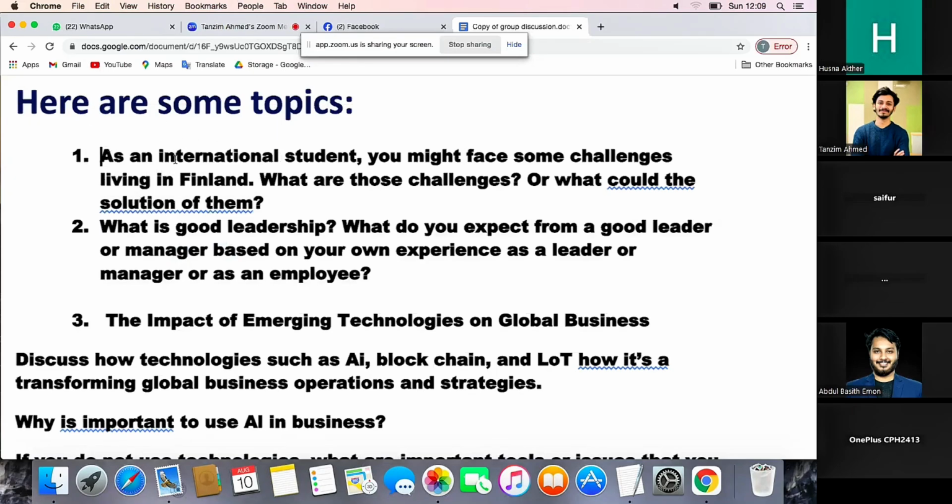As an international student, you might face some challenges living in Finland. Well, what could be the challenges? Like temperature. I mean, the weather could be a challenge, or homesickness, or different culture. So culture shock could be a challenge for you, or a different educational curriculum could be a challenge as well, right? So you have to point out those challenges.